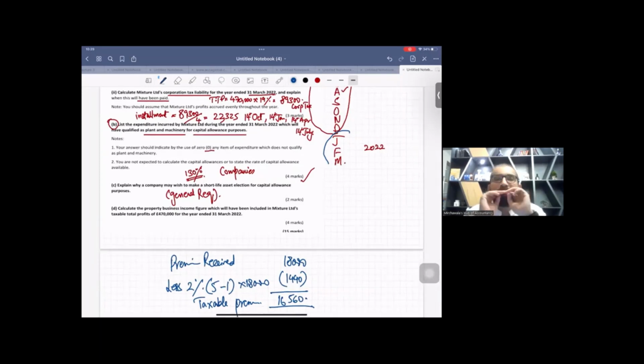This 16,560 will be included as taxable property income. Again, this is not difficult. It has been done many times in the class.